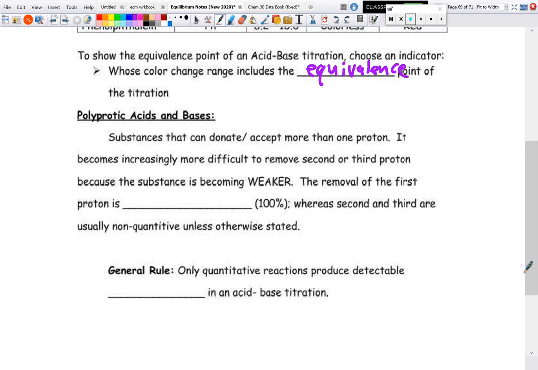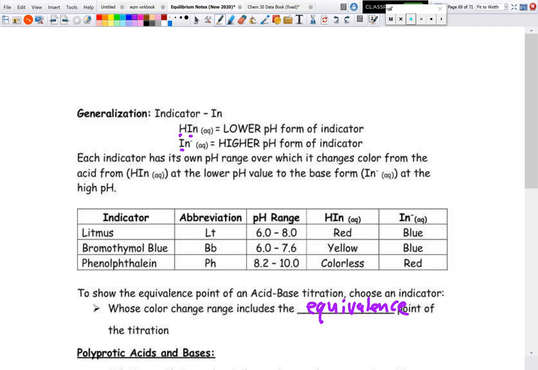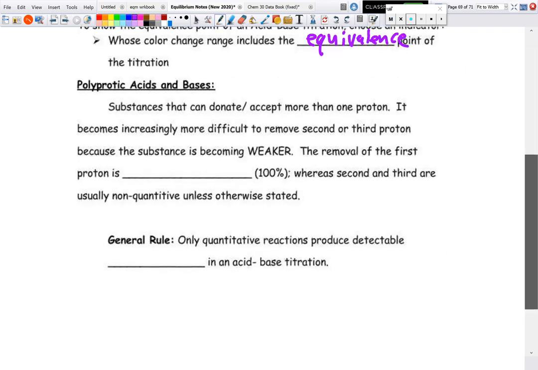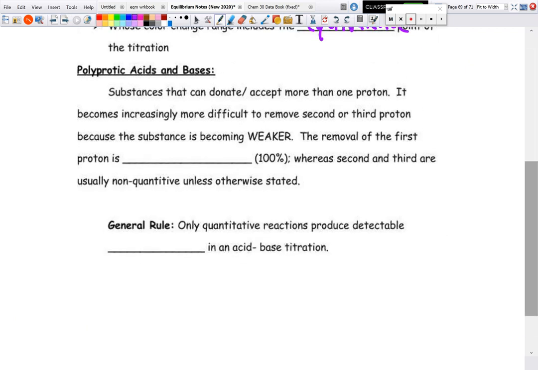All right, now last thing, just kind of bringing into the whole thing with the polyprotic and the monoprotic ones right here, is that if we do have any samples that are polyprotic acids and bases, of course, we do know those are substances that can donate or accept more than one proton. Now, as we start giving up or accepting more hydrogens, it becomes more difficult to remove the second or third protons, because as we start donating more protons or accepting more, everything becomes weaker.